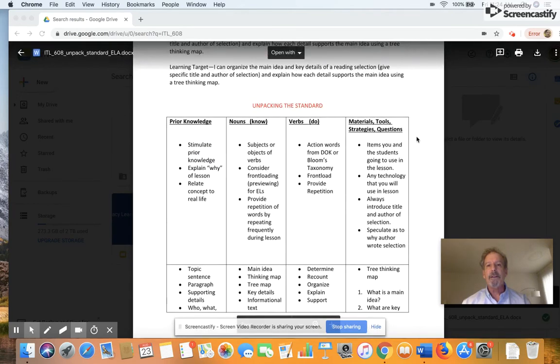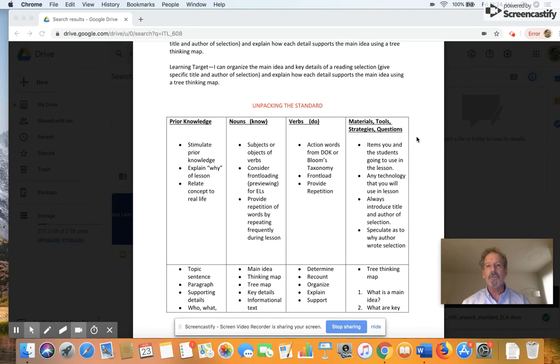Finally, you want to consider the materials, the tools, the strategies, and the questions when unpacking the standards. The materials are the items the students are going to use in the lesson and the items that you are going to use in the lesson. The materials also include any technology that you may use in the lesson. You might be using Google Docs for students to fill out a pre-made form that they'll fill out in Google Classroom.